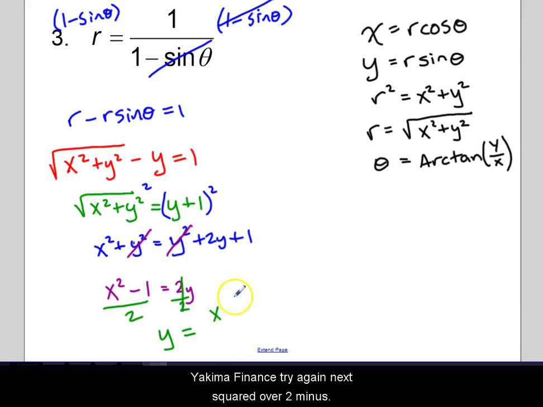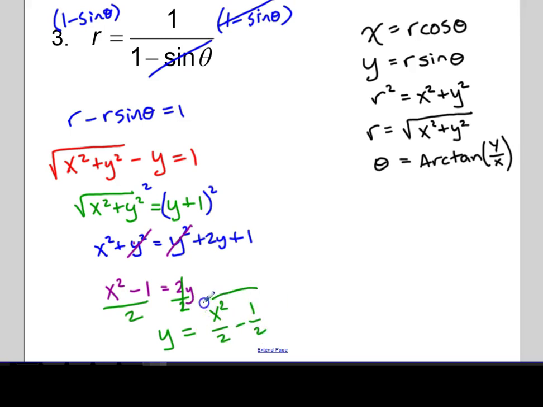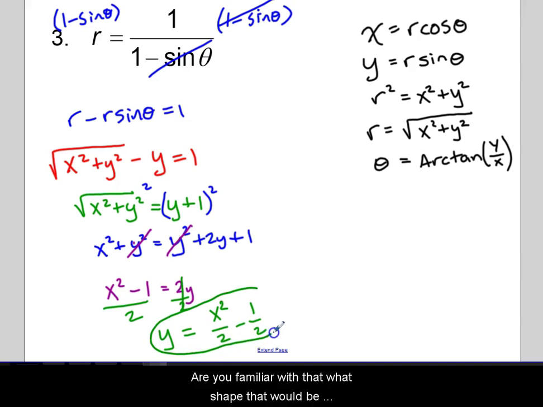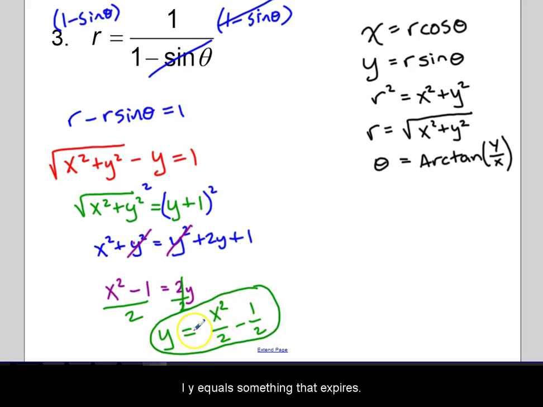That came out funny. Let's try again. x squared over 2 minus half. So are you familiar with what shape that would be, that has an x squared, a y equals something with an x squared? And of course, yeah, that's a parabola. So let's check it out in polar form and see if it really makes a parabola.